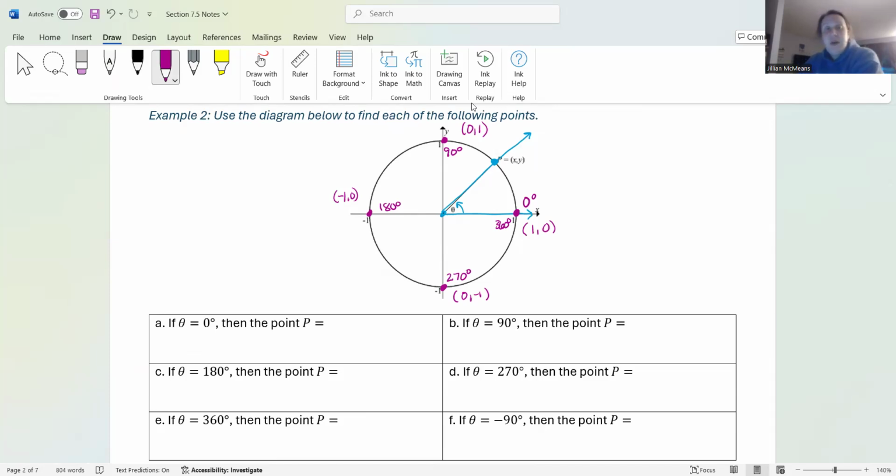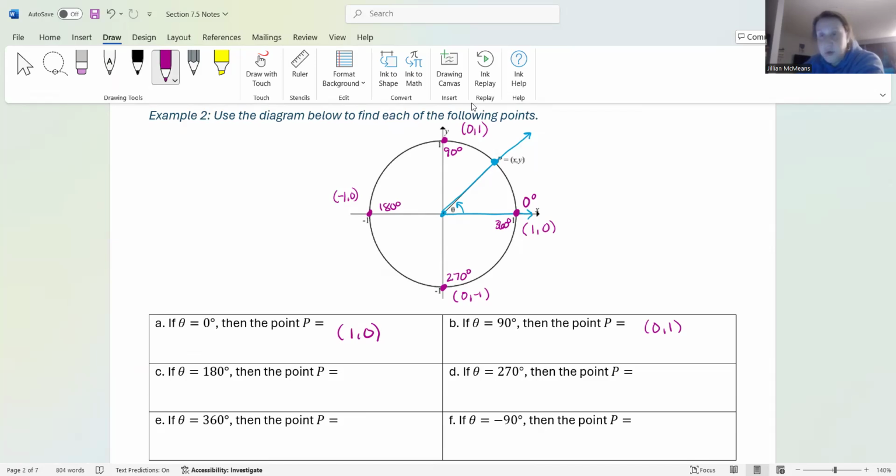So if we have theta of 0 degrees, then the point P is going to be (1, 0). We go out 1 on the x-axis and we don't go up or down, so we're at (1, 0). Now, if theta is 90 degrees, we have the ordered pair (0, 1). To get to that point on the Cartesian plane, we would never go left or right. We don't leave the origin, we just go up. So we have a distance of 0 on the x-axis and a distance of 1 on the y-axis.